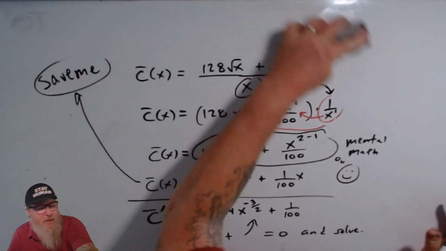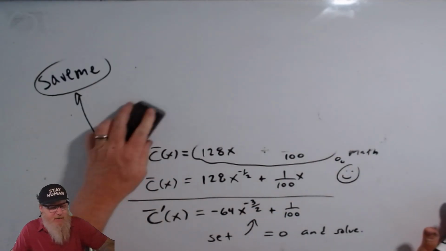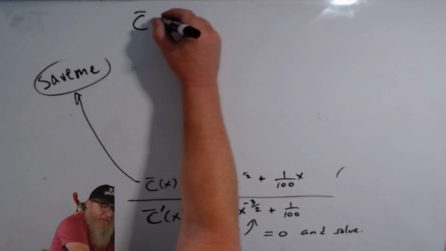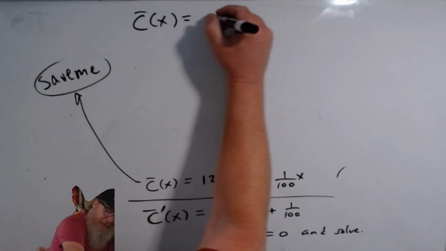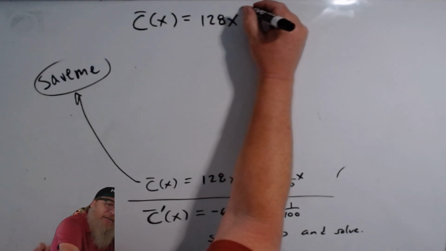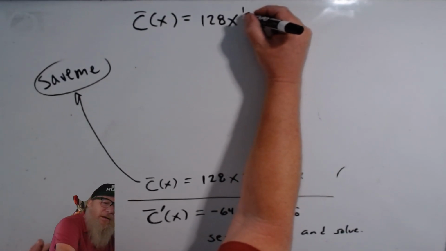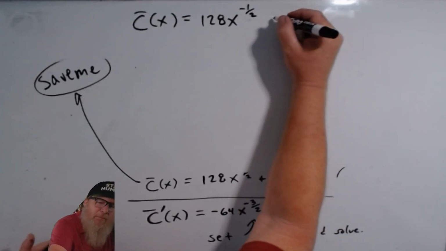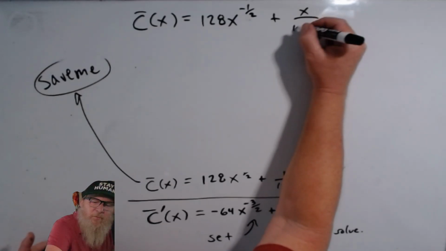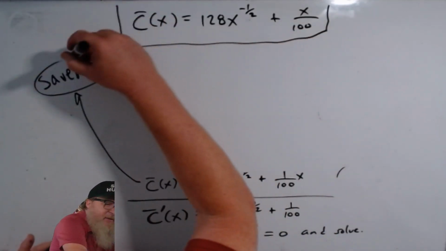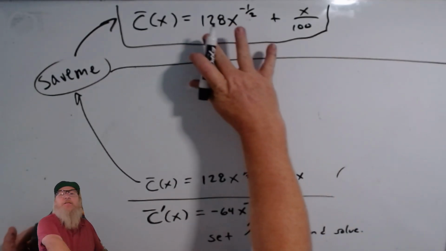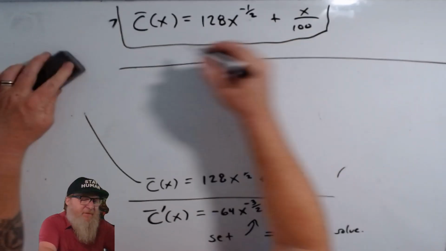All right, here's where I erase and I go, stop, save me. C hat is 128x to the negative 1/2 plus x over 100. All right, I saved it. I'm not using it right now. It's just being saved.